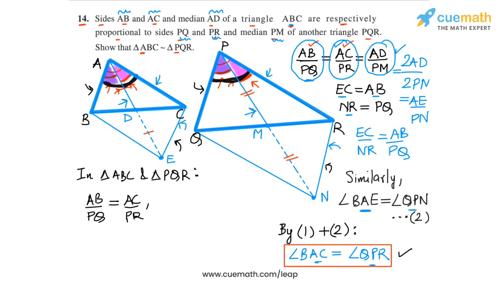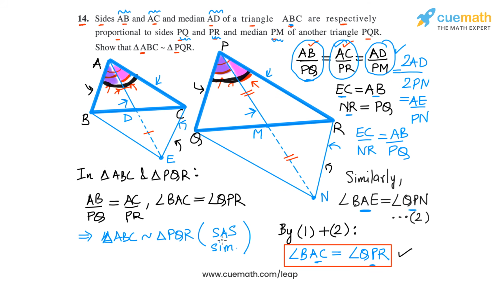Okay, so now we have shown that angle BAC is also equal to angle QPR. So basically now we can say that the two triangles must be similar by the SAS similarity criterion. So triangle ABC is similar to triangle PQR using the SAS similarity criterion. Okay, so that completes our proof. This is what we had to show, that triangle ABC and triangle PQR are similar.